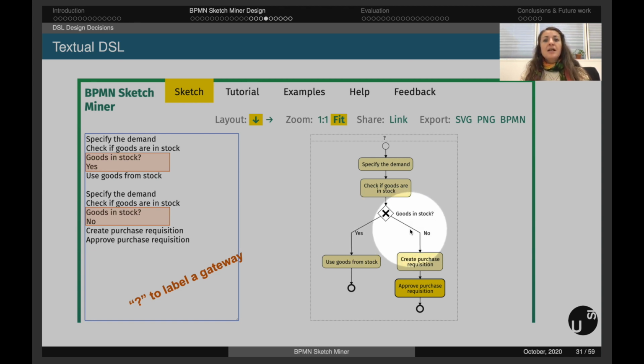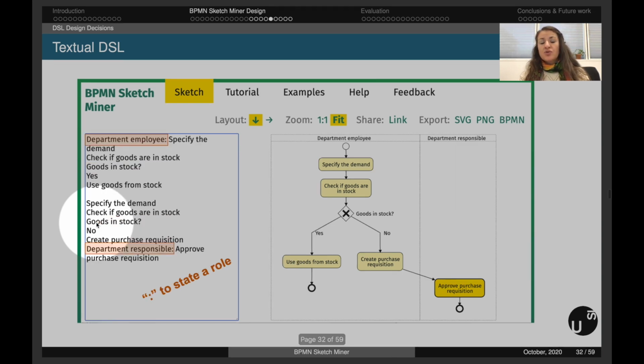In that case, after stating the label of the gateway, a question mark needs to be added, and then each condition needs to be stated in a new line. Of course, in a process, it's also very important to state who is doing what, and for that purpose, the user needs to state the name of the role followed by 2 dots, and then all of the tasks that come after that role will be assigned to that role until a new role declaration is done.